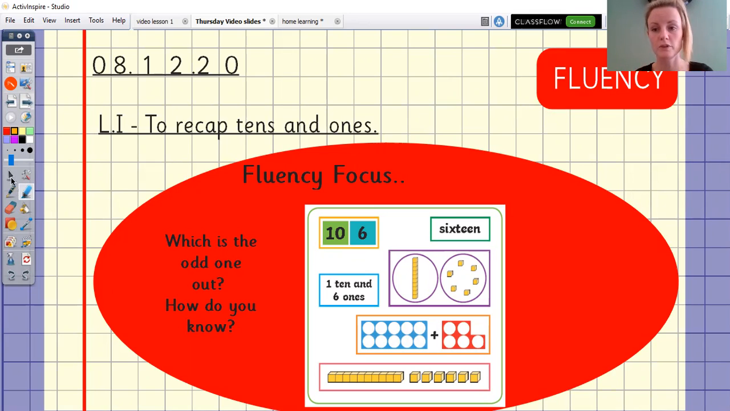So press pause now. You can see this part. I might make it a bit bigger, so if you have chosen to do this, you can. And there's the questions. Press pause now. Have a good go at it. And good luck with all of your maths today.